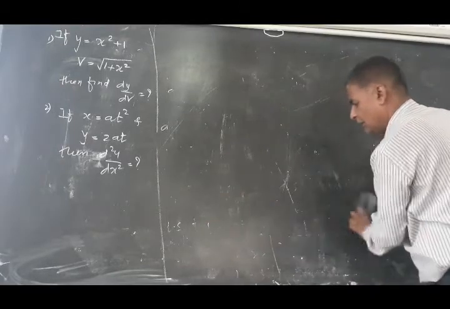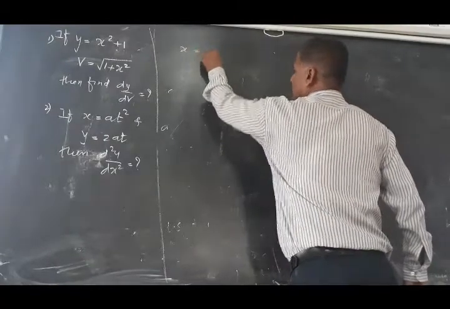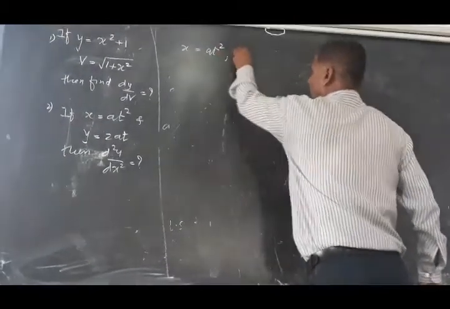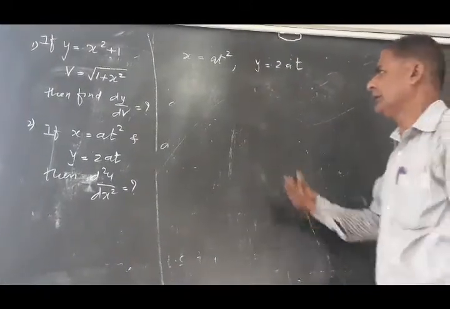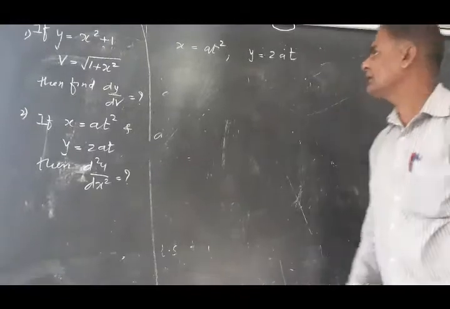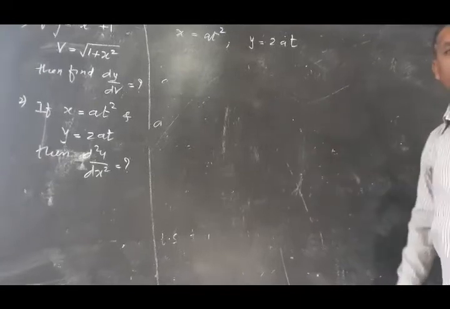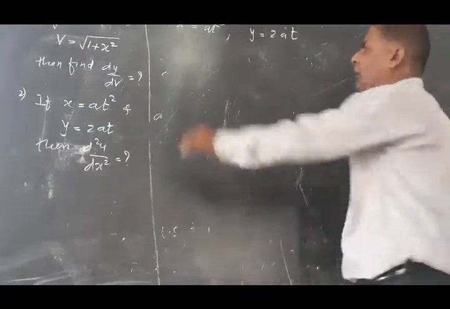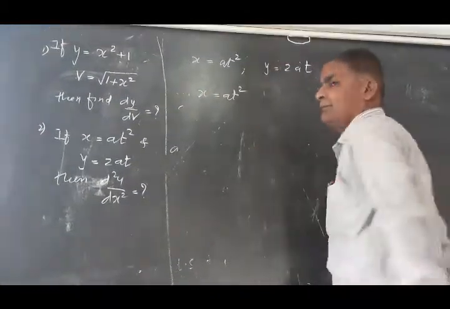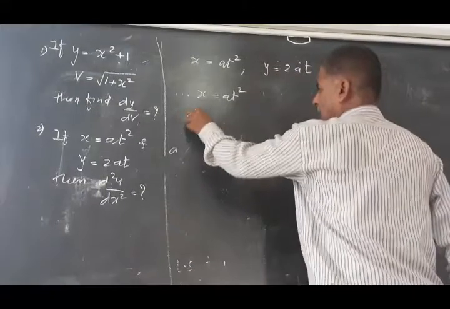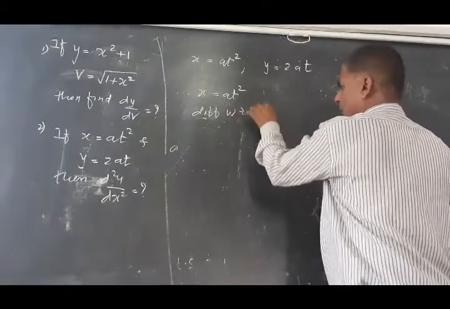First, it is simple. Now x is equal to at square, comma y is equal to 2at. These are the two functions, x and y. The parameter is t, therefore we have to differentiate those functions with respect to t. Now I will take x is equal to at square. What is the derivative? dx upon dt, differentiating with respect to t.